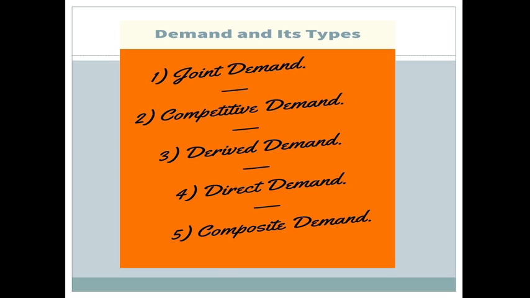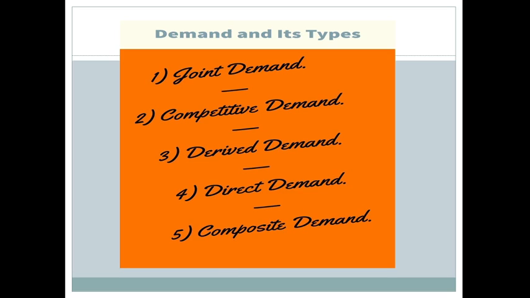Joint demand is nothing but when a product is jointly demanded with some other product, we call it joint demand. It exists when 2 or more goods are required together at the same time. Joint demand is found in case of complementary goods.